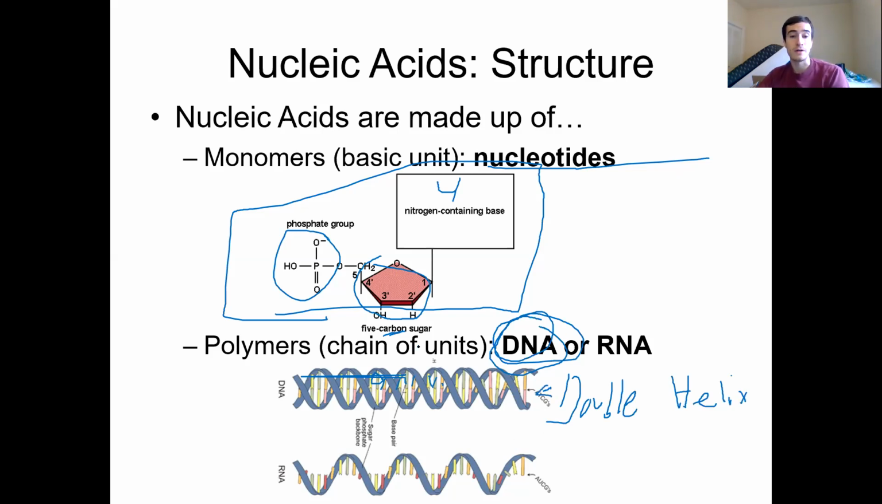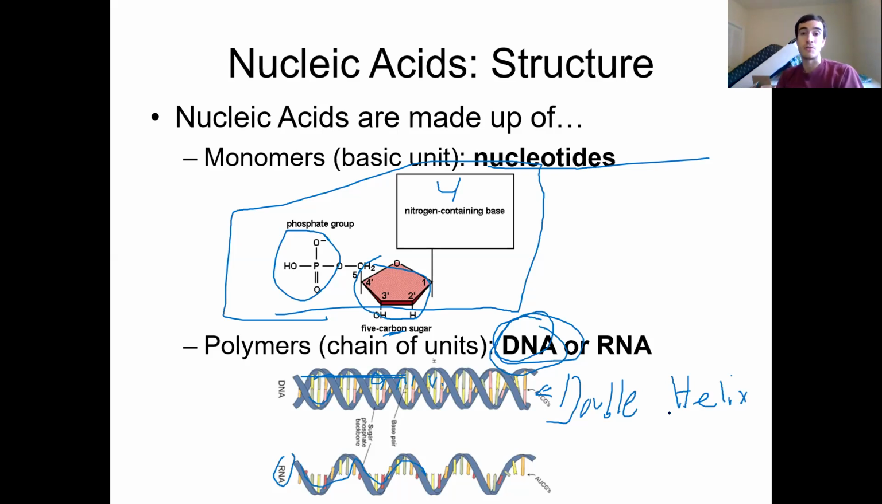There's another type of nucleic acid called RNA. That's this one down here, which is very similar to DNA, but instead of having 2 strands wrapped around each other, it just has 1 strand looping around itself. But DNA and RNA are nucleic acids, and they're made out of nucleotides.